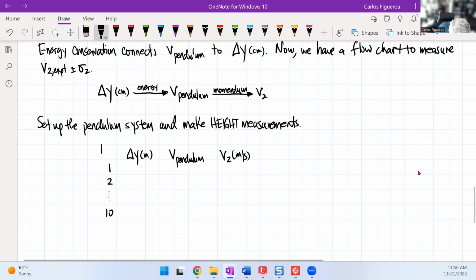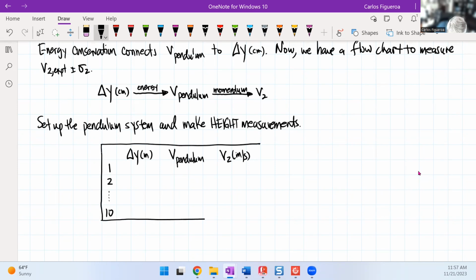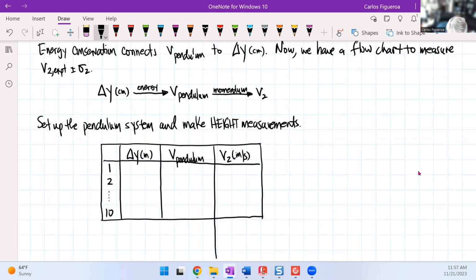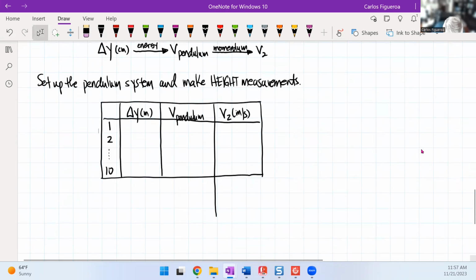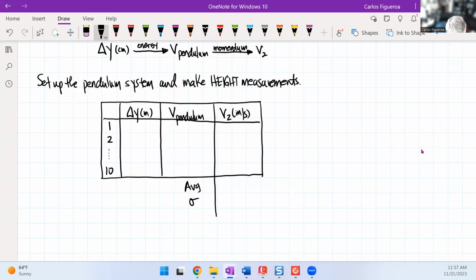So if I set up my table, it's going to look something like this here. And so what you're seeing here is that now we want the average of V2. We want sigma, the standard deviation. Then we want our confidence interval, which will be V2 minus sigma 2, V2 plus sigma 2.